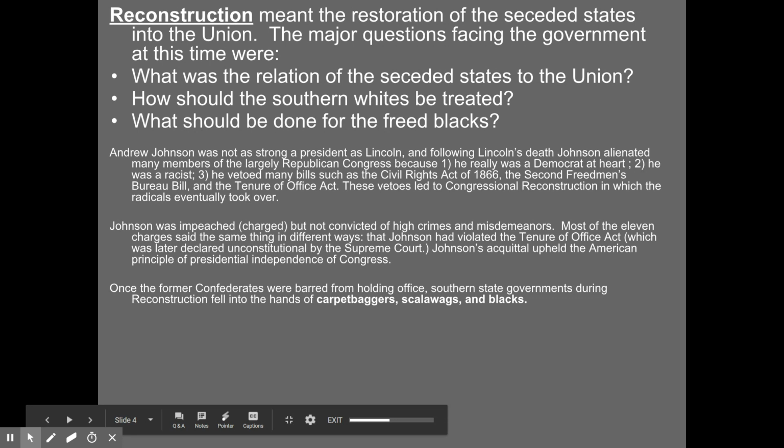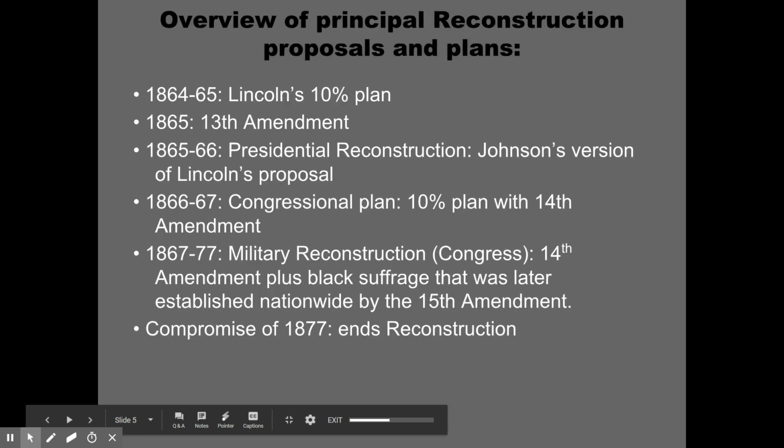All right. So as we're looking at an overview of the plans that were put in place between 1863 and 1865, Lincoln's 10% plan. But we know that Lincoln was assassinated, and so he's not going to see his vision carried out. However, in 1865, the 13th Amendment, which abolishes slavery, is passed and added to the Constitution. There is no more slavery in the United States.